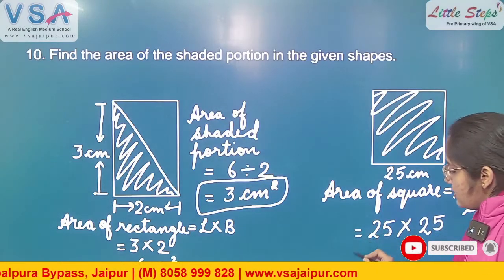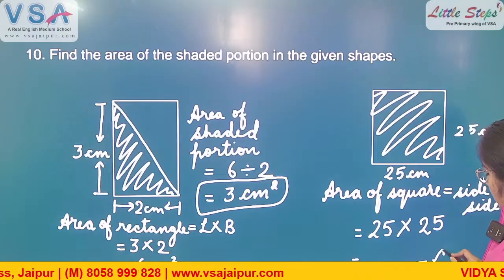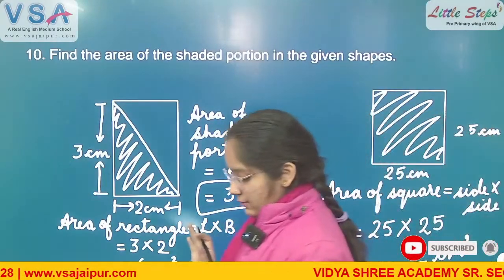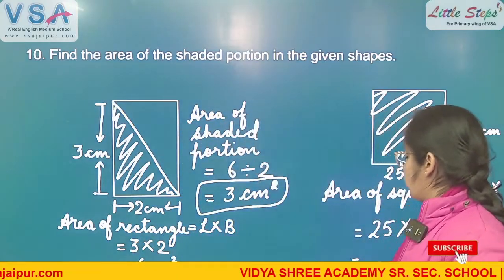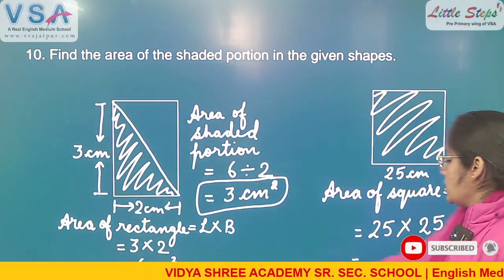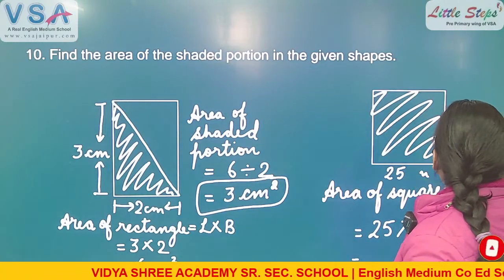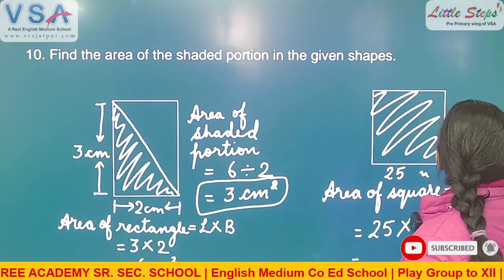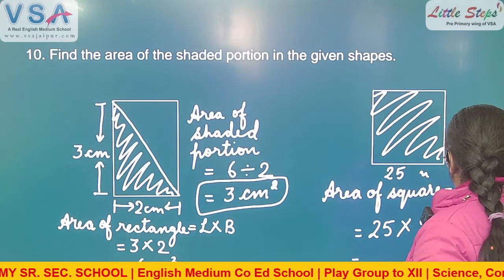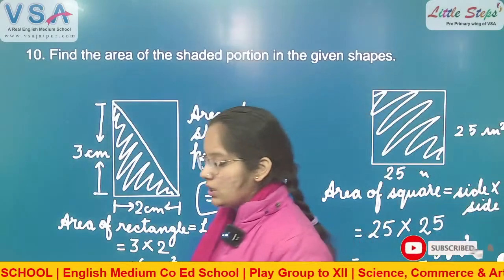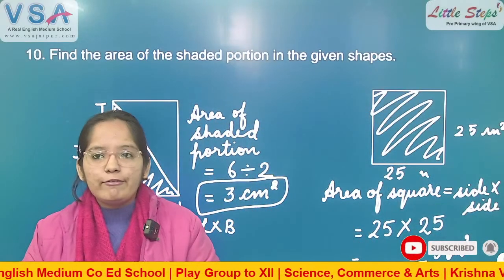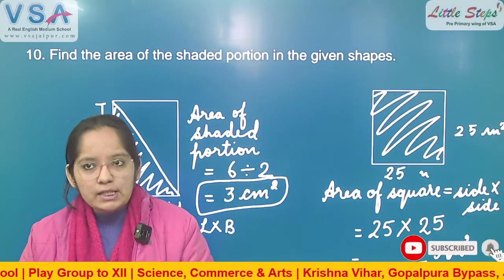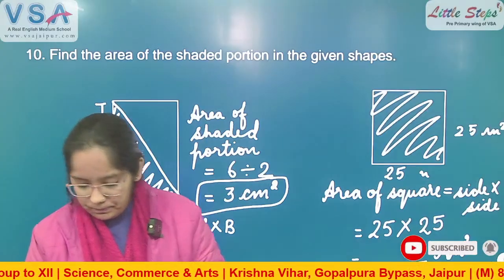So you will solve this. Whatever the answer comes, that will come here, and it will be centimeter square. This much, at least, you have to do yourself. Okay, it is meter, so you have to write here 25 meter square. 25 multiplied by 25, whatever the answer will be, you have to solve it and tell me the answer, right? So let's move ahead.